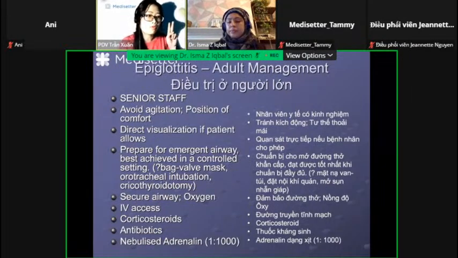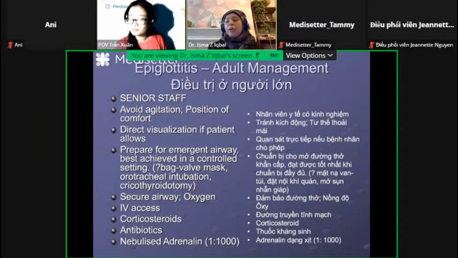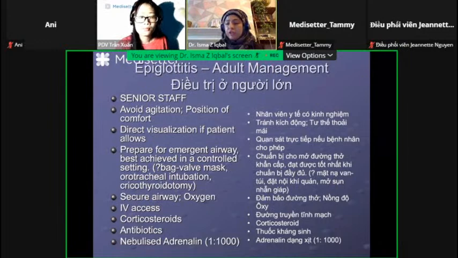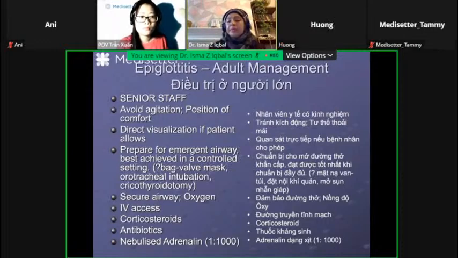For a child, you may be able to give them some oral dexamethasone to try and reduce the swelling and hold some adrenaline nebulizer around their face so that they can inspire some of the adrenaline to help with the airway.